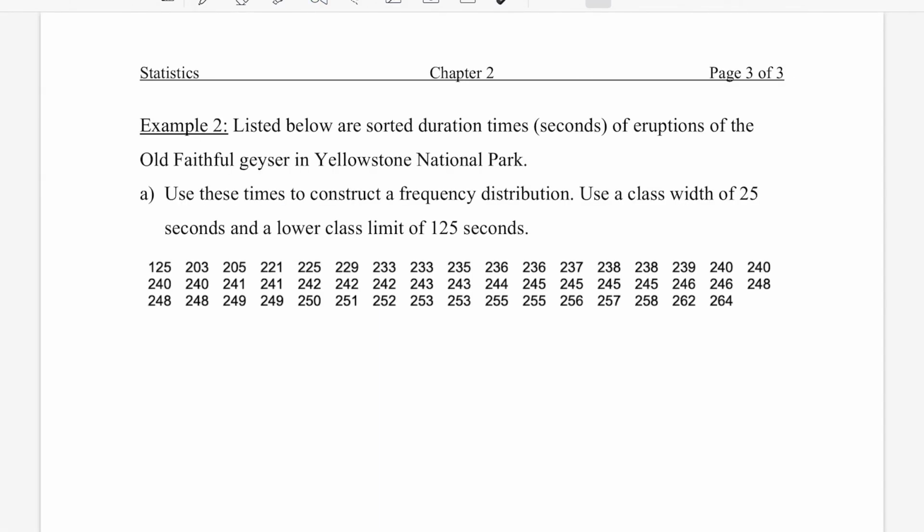Example 2. I have the list of 50 data. These are the duration times in seconds. So 125 seconds, 203 seconds, 205 seconds, and all the way to 264 seconds. This data is sorted from the least to the greatest. And they want me to construct a frequency distribution. They want me to use a class width of 25, and the lower class limit for the first class is 125.